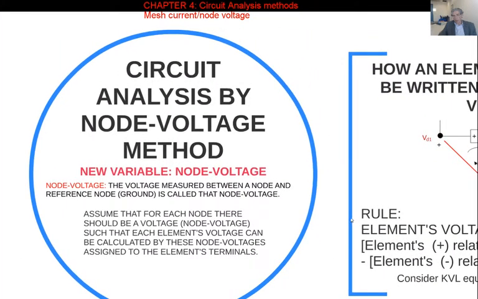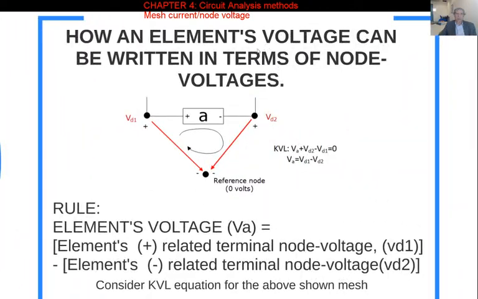So come to this new frame now. It is explained in this frame. Here there is an element A. This element is connected to node 1, of which node voltage is VD1. As you see here, VD1 is the voltage between that node and the reference, which is 0 volts. The second terminal of this element A is connected to node 2, and the node voltage of node 2 is this voltage.